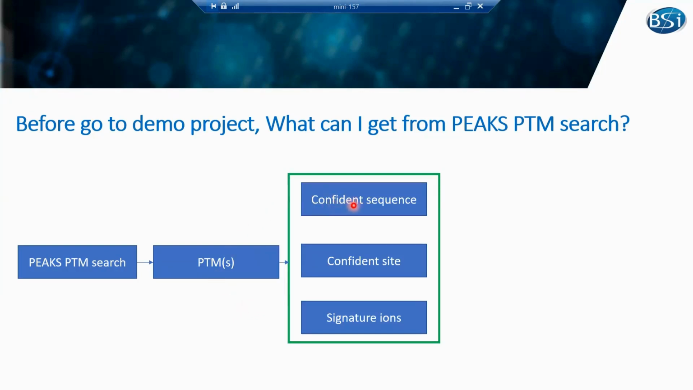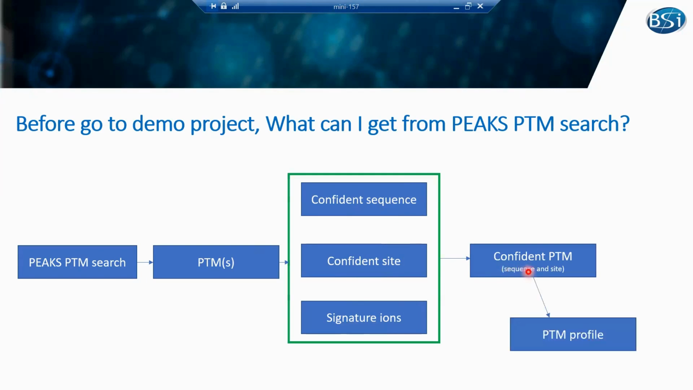The first level is that the sequence is confident. The second level is that the site is confident. And the third level is that we have the signature ion to support the confident PTM. Of course, the third level is optional. And then we combine this result, and we can say that, okay, we get the confident PTM.